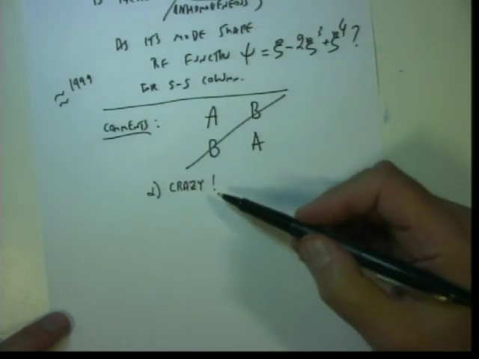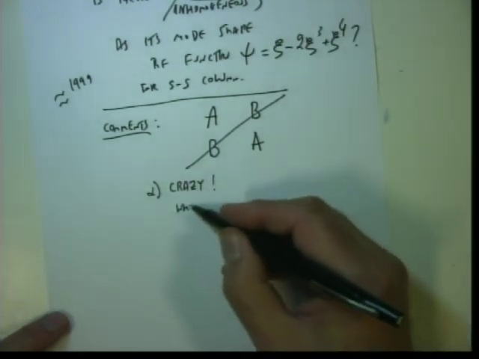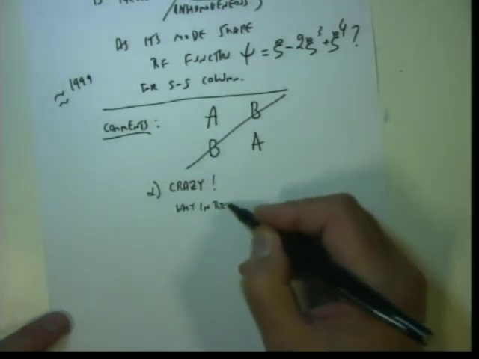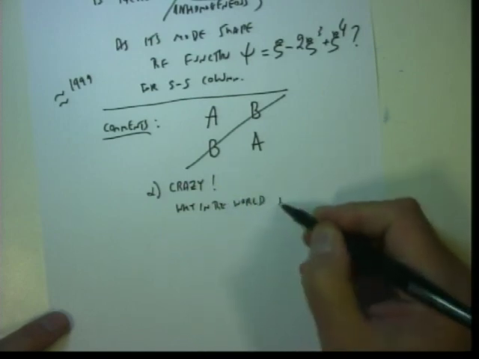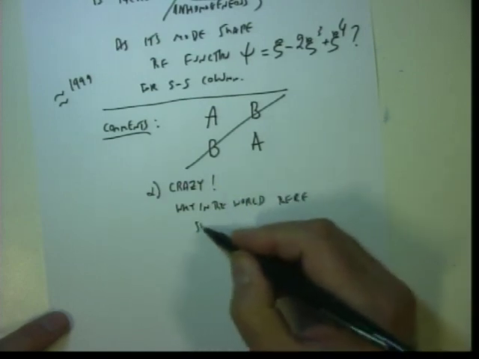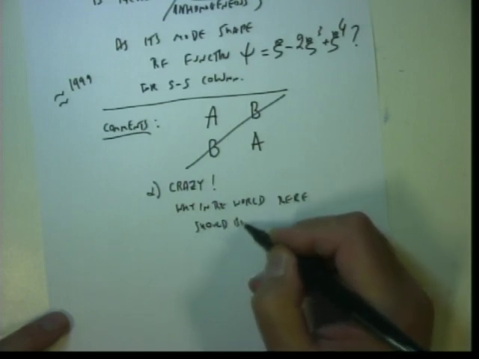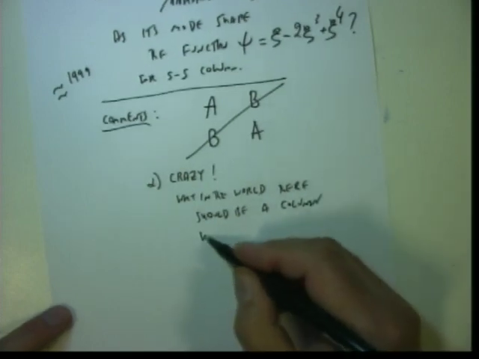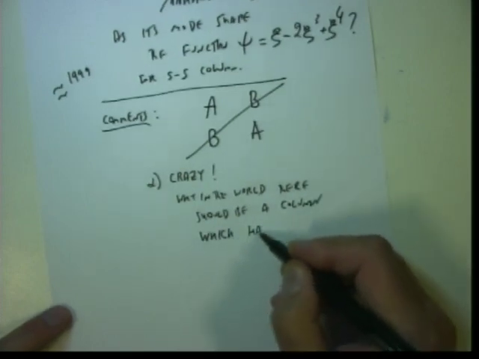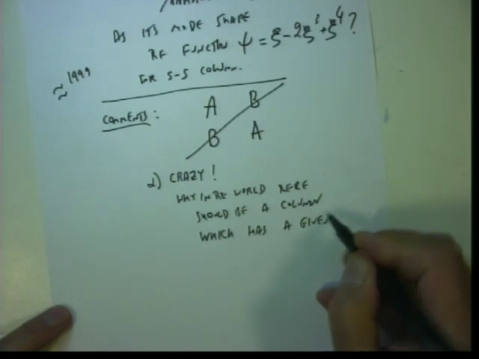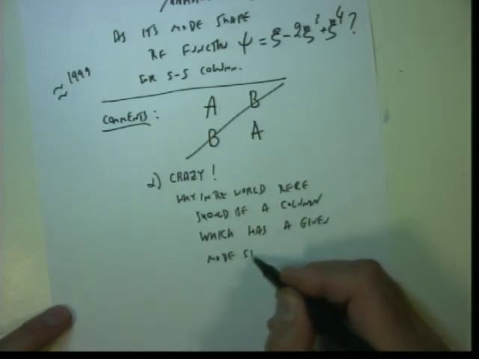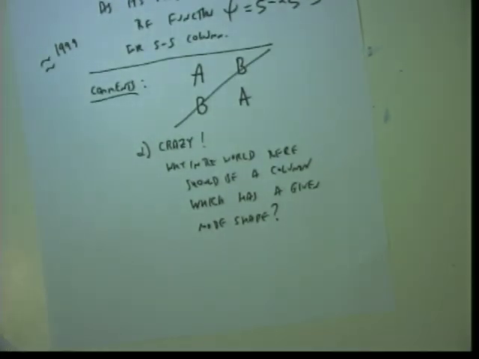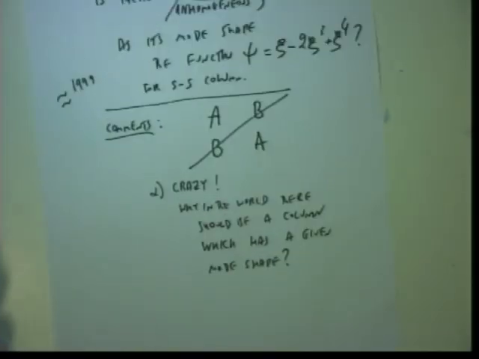Because why in the world should there be a column which has a given mode shape? Okay? That is not, I mean, what are you asking? Come on. Any other comments?